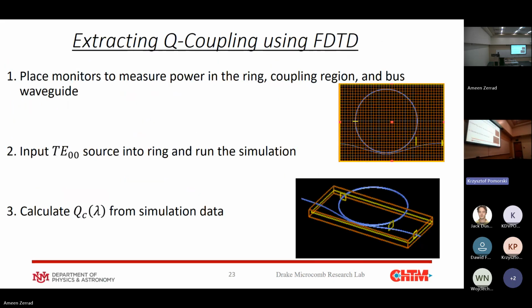So that's how we extract our critical coupling using FDTD. I place monitors to measure power in the ring, in the coupling region, and at the outcoupled coupler. I send in a fundamental TE source. That's what these monitors are designed for. I run the simulation, and I use the data from the simulation to calculate our coupling quality factor as a function of wavelength.